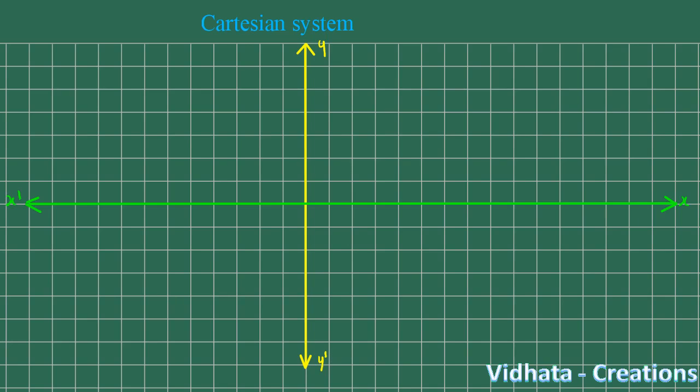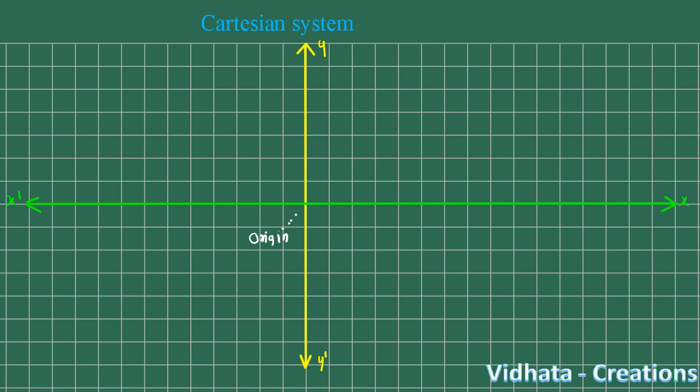Now you know about the number line. Here at the center, at the point of intersection, the two perpendiculars meet each other. What is this point of intersection called? This is called the origin. At the origin, the zero of both the x and y axes is located.